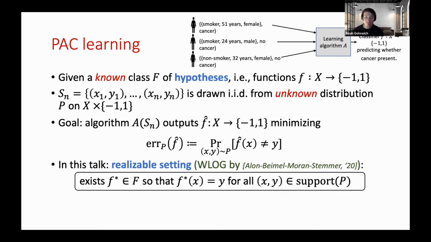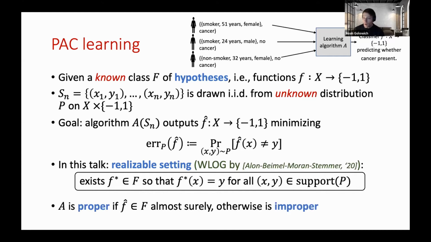It turns out that in the setting of private PAC learning, this assumption is basically without loss of generality by recent work of Alon, Bun, Mansour, and Stemmer. They showed a reduction from the non-realizable setting to the realizable setting with really not a very large blowup in sample complexity. And finally, I'm going to define an algorithm A to be proper if the hypothesis f hat that it outputs belongs to the class big F with probability 1. An algorithm that's not proper is defined to be improper.